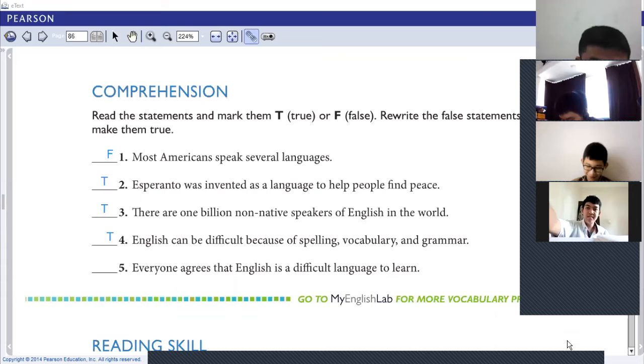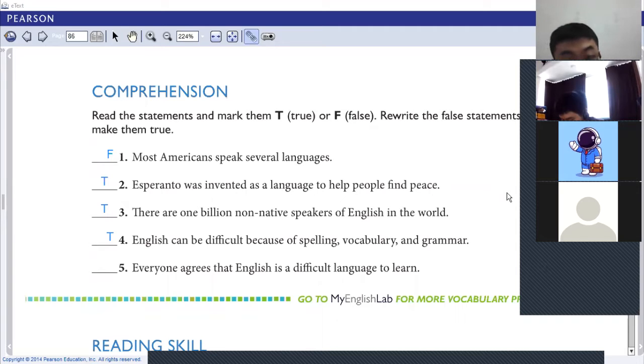Budi, does everybody agree that English is a difficult language to learn? True, false? Budi, where are you at? Oh, I cannot hear you, Budi. Maybe it's your connection. Okay, I'm gonna ask Ricky, yeah? Ricky?